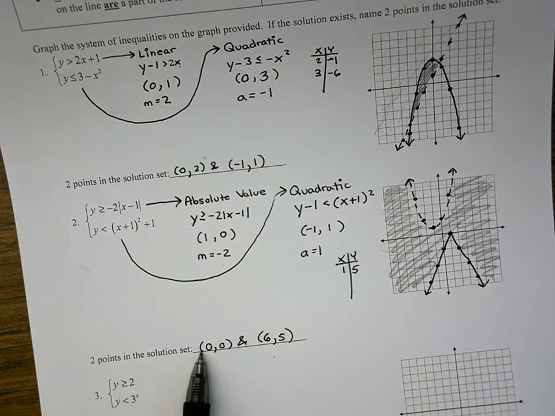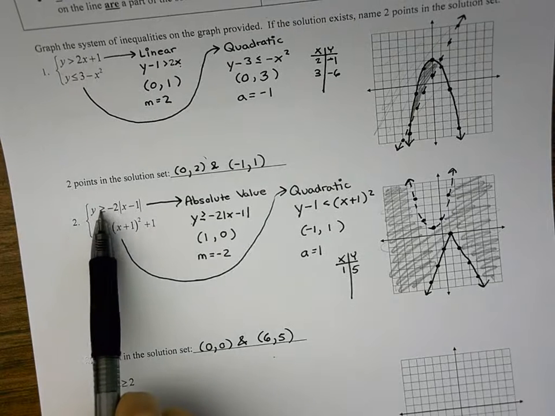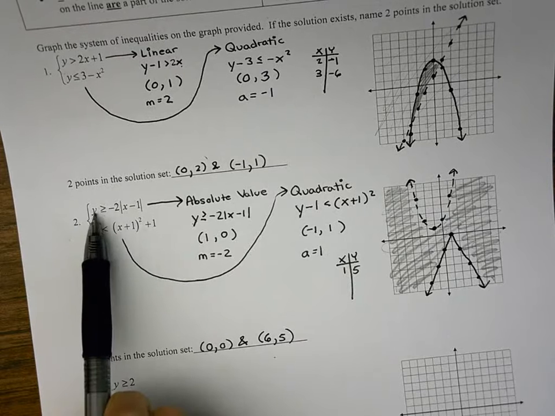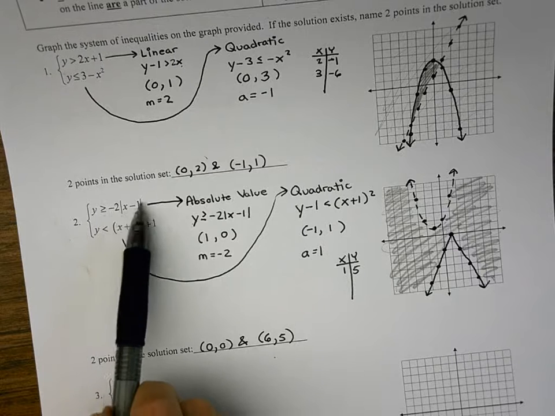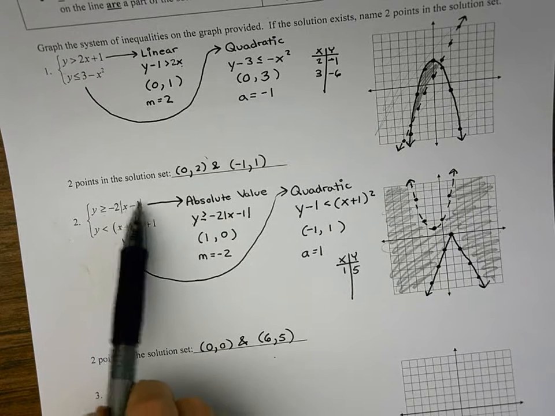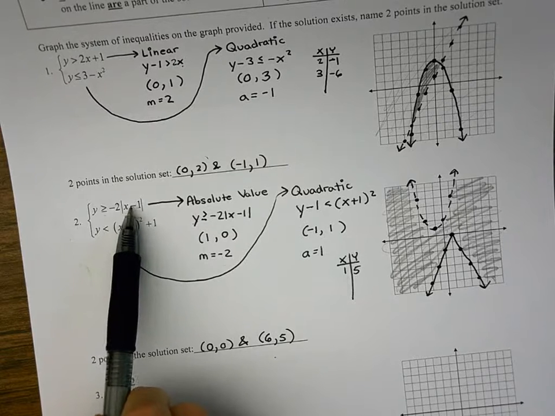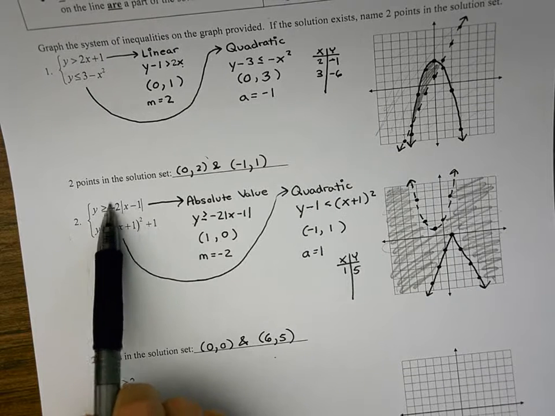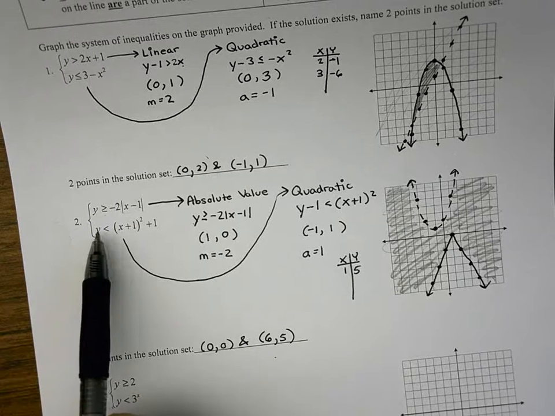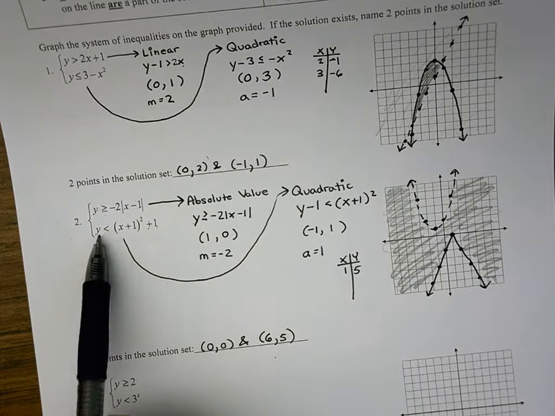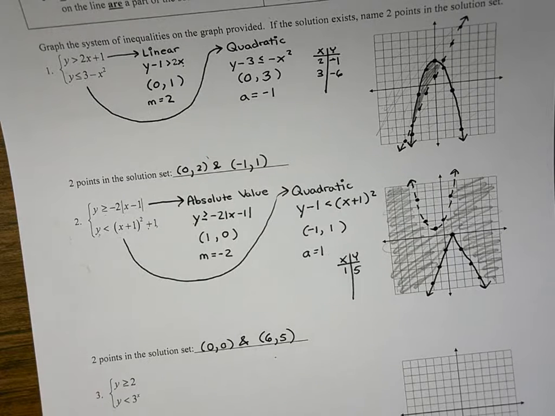If I plug in 0, 0, is 0 greater than or equal to -2 times the absolute value of 0 minus 1? Well, that means 0 is greater than or equal to -2 times 1, because remember, absolute value makes things positive, so 0 minus 1 would be -1, absolute value would be +1. Is 0 greater than or equal to negative 2 times 1? Well, yeah, 0 is greater than or equal to negative 2. And then same thing here, 0 is less than 0 plus 1, quantity squared plus 1, which is 0 is less than 1 plus 1, which is 0 is less than 2. That is true. It makes both of them true, and so I know I shaded the right region.